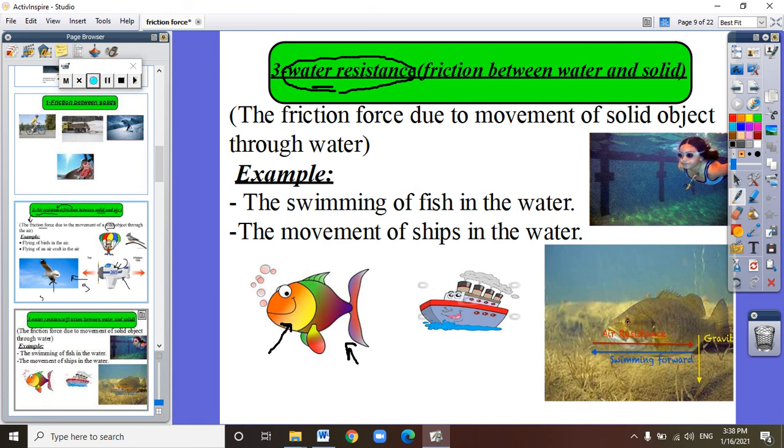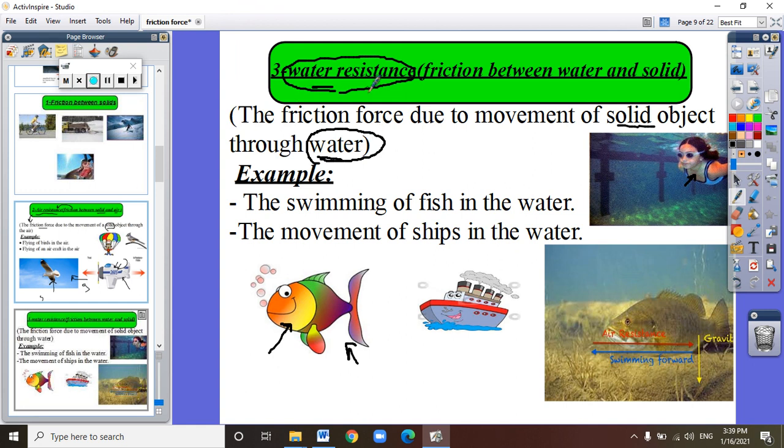So the solid body of the girl is touching the water. So we have here two surfaces touching each other. So this type of the friction force is called water resistance. So the water resistance is the friction force due to the movement of solid objects through the water. And as you can see, the definition of the water resistance and the definition of the air resistance are the same. But at the end, if it's water resistance, we say that the object moves through the water, and if air resistance, we say that the object moves through the air.